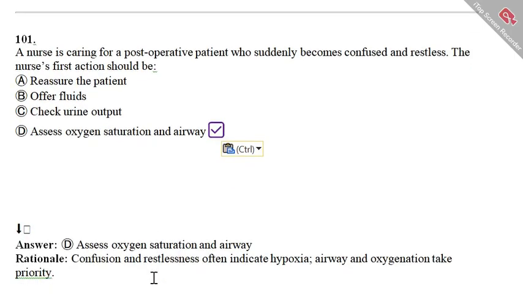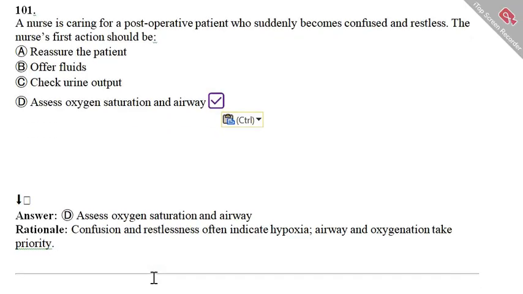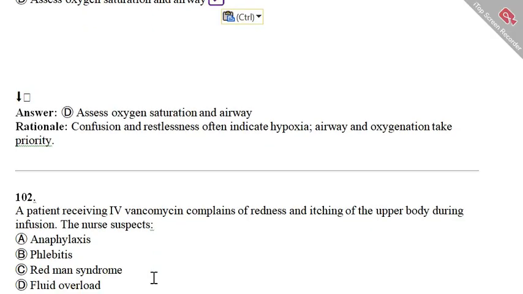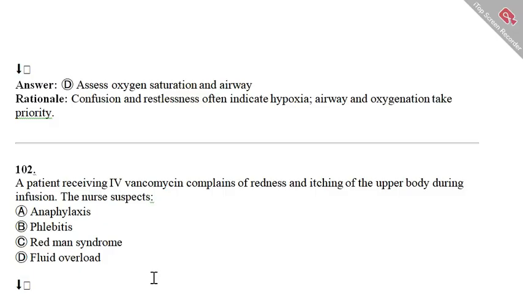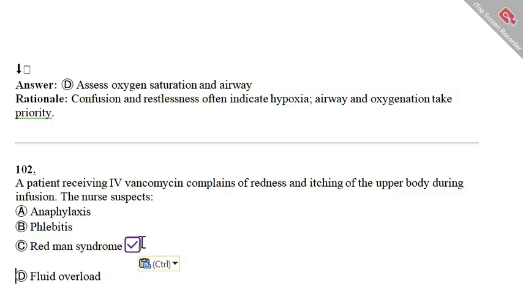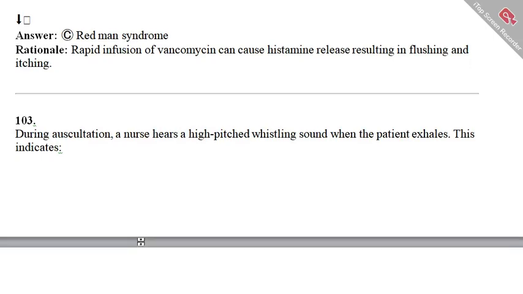You can also read the answer and rationale for each question which I give to you, and these are very important and essential. Let's move to the next question. Question number 102. A patient receiving IV vancomycin complains of redness and itching of the upper body during infusion. The nurse suspects... Read the four options. In this scenario, the correct option is option C, which is Red Man syndrome. Let's move to the next question.